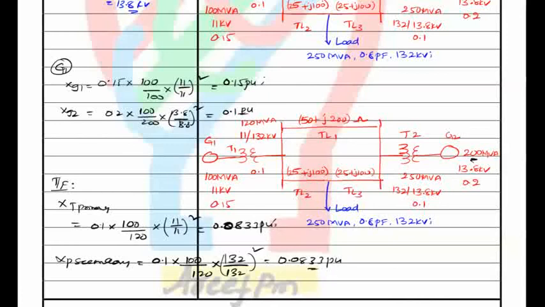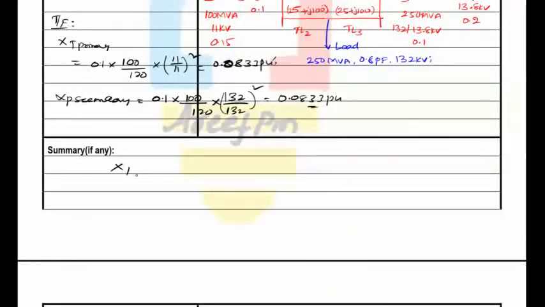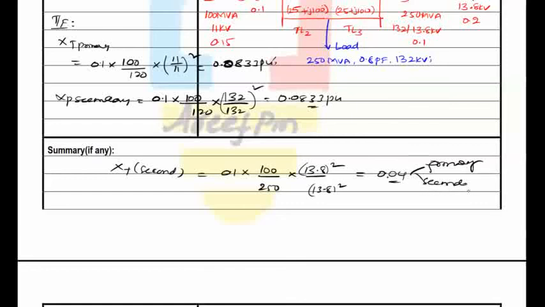Similarly, you can solve for transformer T2. XT2, the second transformer, is equal to 0.1 as a per unit value into 100 divided by 250 MVA, into KVB old 13.8 whole square divided by KVB new 13.8 whole square. So we will get 0.04. This is the same for primary and the same for secondary per unit values.